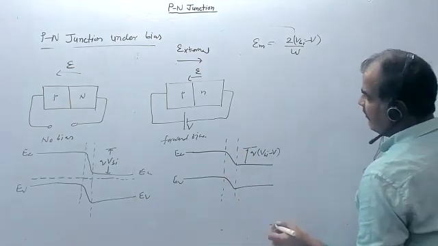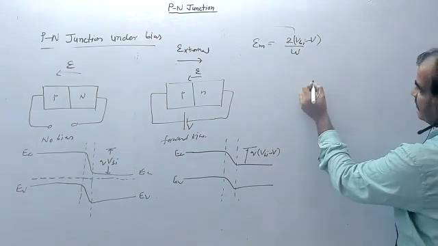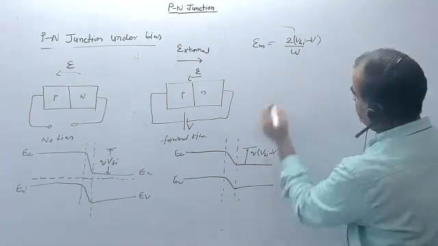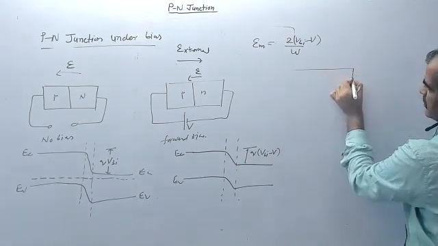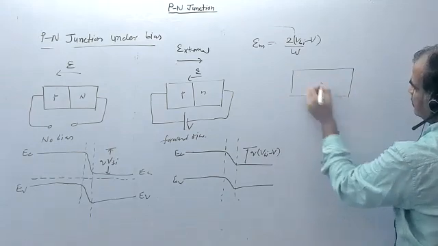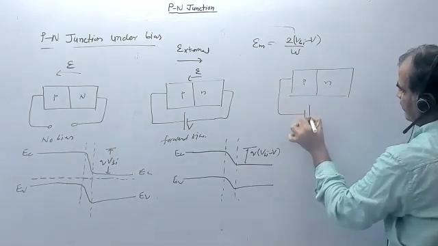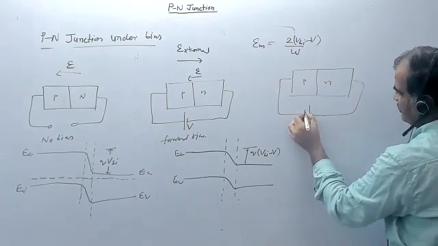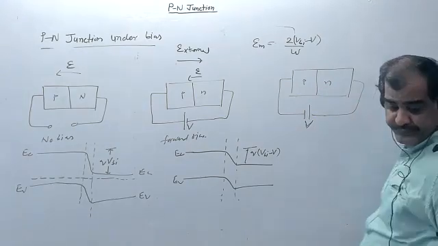Now similarly, if I apply reverse bias, this is my P and this is my N. I apply negative here, positive here. This is my reverse bias, and I am again applying voltage V. So in this case, what will happen now?